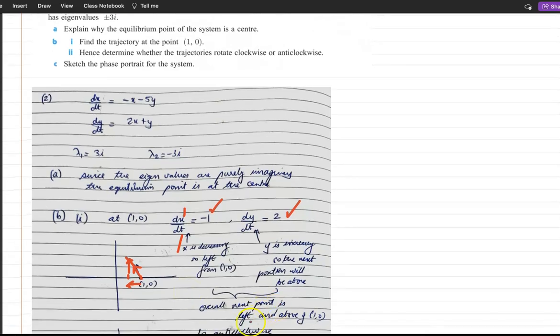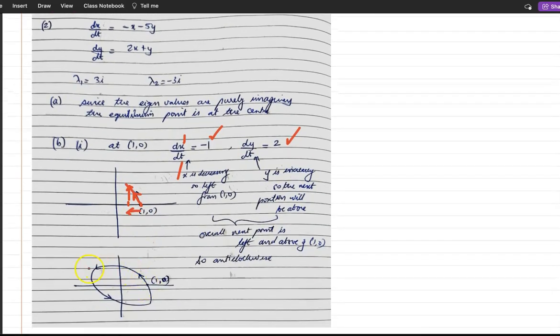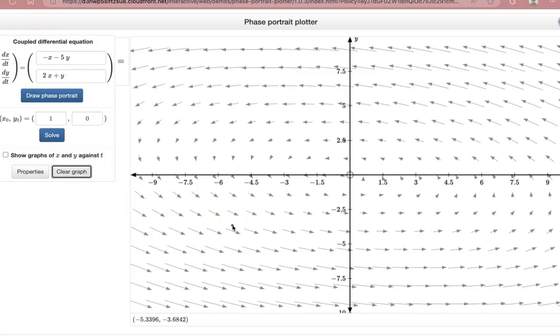Okay, so overall the next point is on the left and above. So that means my spiral is this way. It means the solution is spiraling anti-clockwise. Now with the software this becomes very easy. Obviously you don't have the software when you're sitting in the paper.